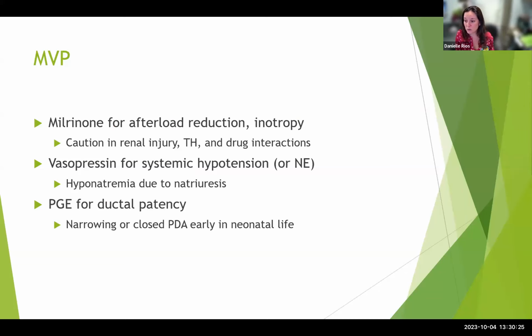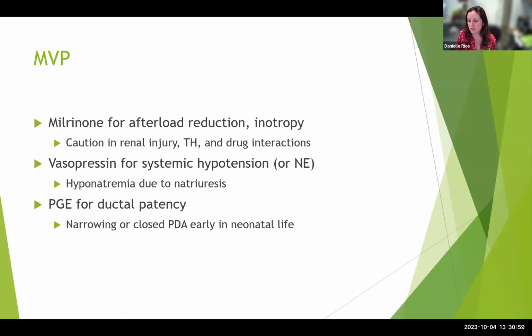If there's other drugs that we might be giving that could cause a problem. So thinking thoughtfully about medications before we start them and making sure that there's not some relative or absolute contraindication. Vasopressin for systemic hypotension, sometimes norepinephrine might actually also be appropriate. But in the realm of using vasopressin in our MVP, we have to be mindful of hyponatremia due to natriuresis. Some of these babies can pee out a lot of sodium, and so we have to be on top of monitoring and supplementing as well.